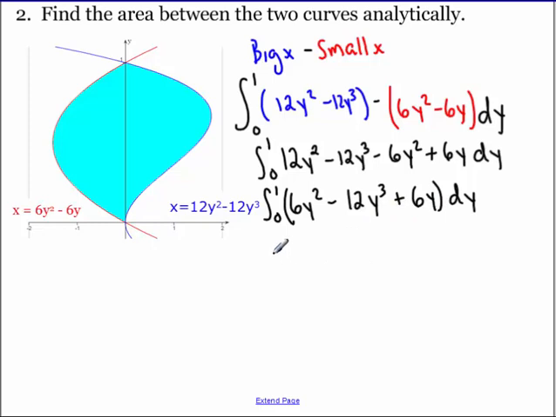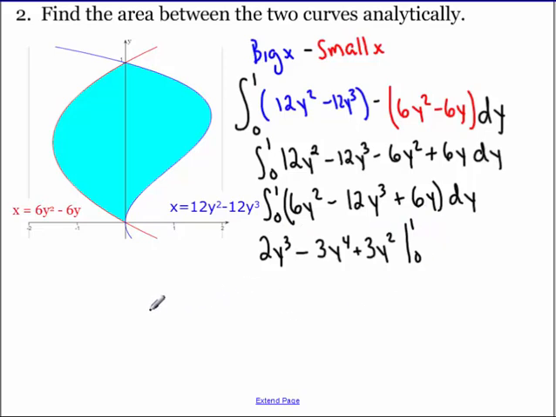Okay, so now we integrate. When we integrate that, we get 2y cubed minus 3y to the fourth plus 3y squared, evaluated from 0 to 1.